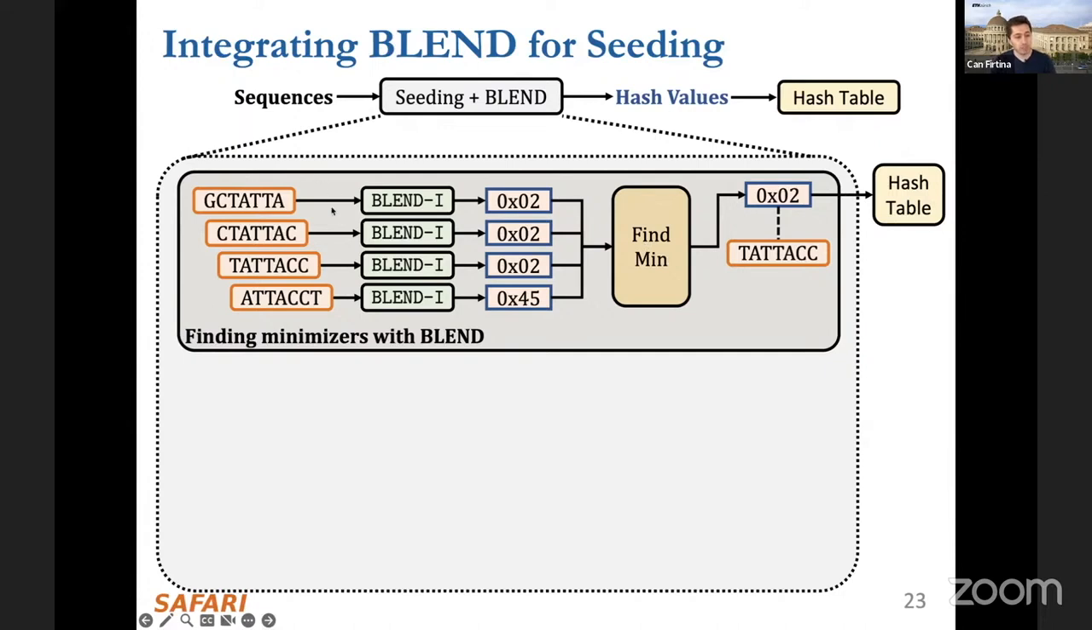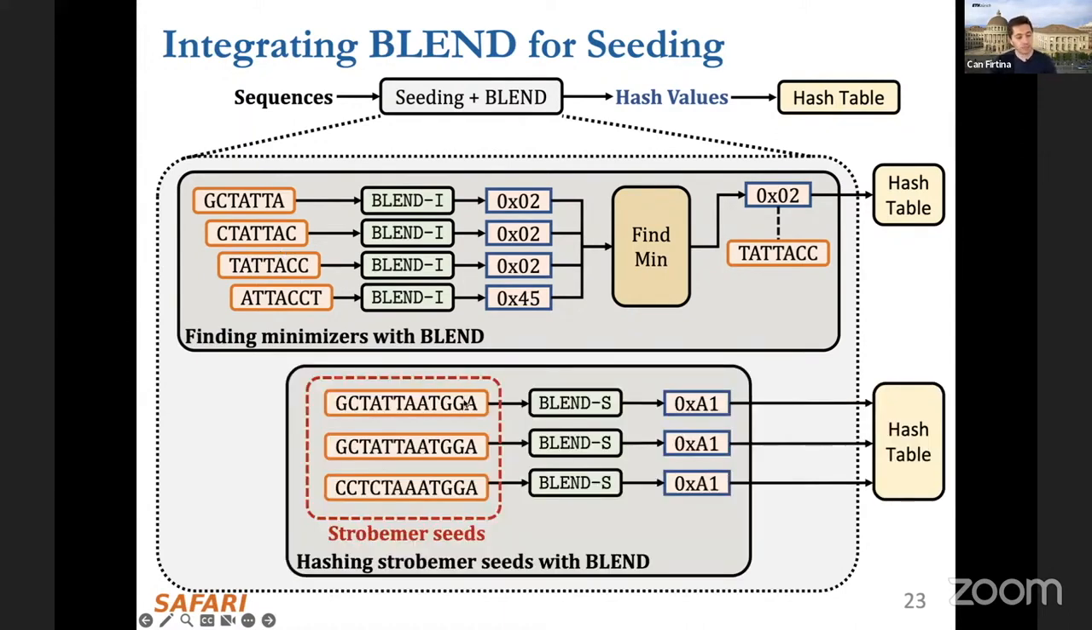So here, by doing so, we enable generating the same hash value for highly similar seeds. And if there is another sequence with similar seeds, then it is also likely that we're going to generate the same hash value, although the seeds may differ from each other slightly.